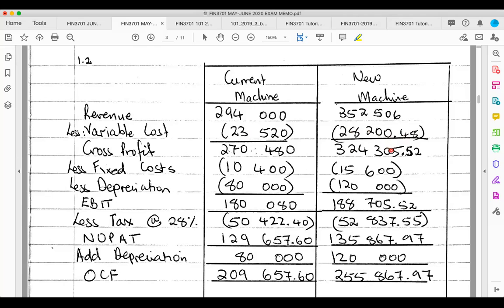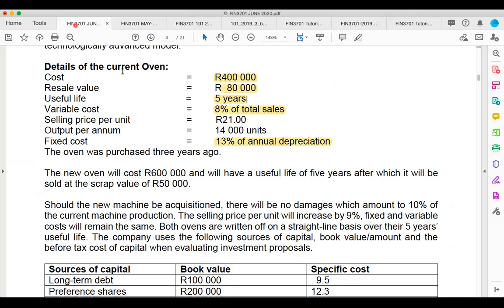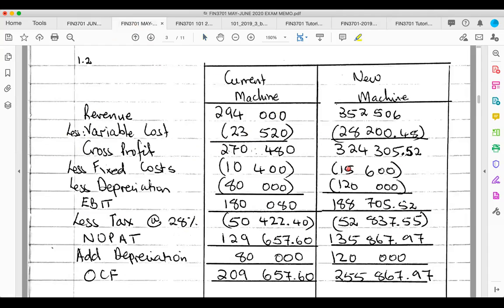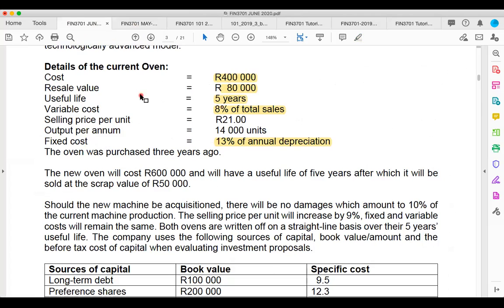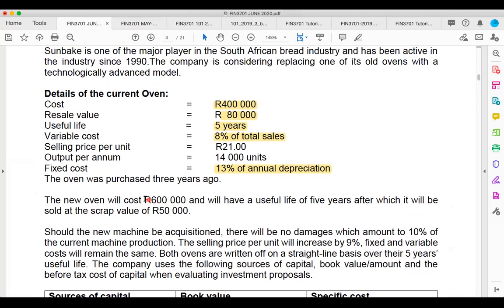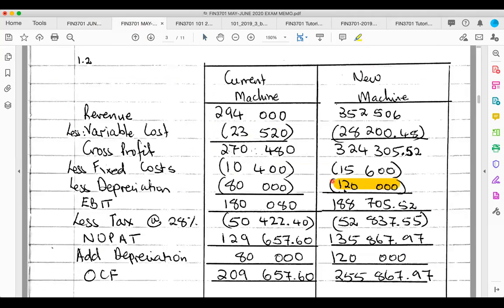We get the gross profit. We subtract the fixed costs. The fixed costs amount to 13% of the annual depreciation. This is our annual depreciation. Remember, the installed cost of the new asset is 600,000. And we divide it over 5 years, the useful life, to give us the depreciation per year. So the depreciation per year is 120,000. And then 13% of 120,000 gives us 15,600, which is the fixed cost.